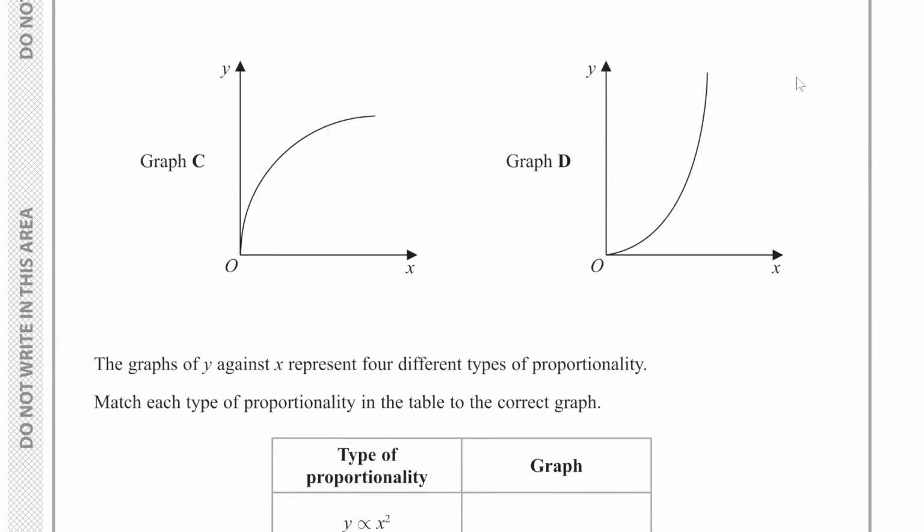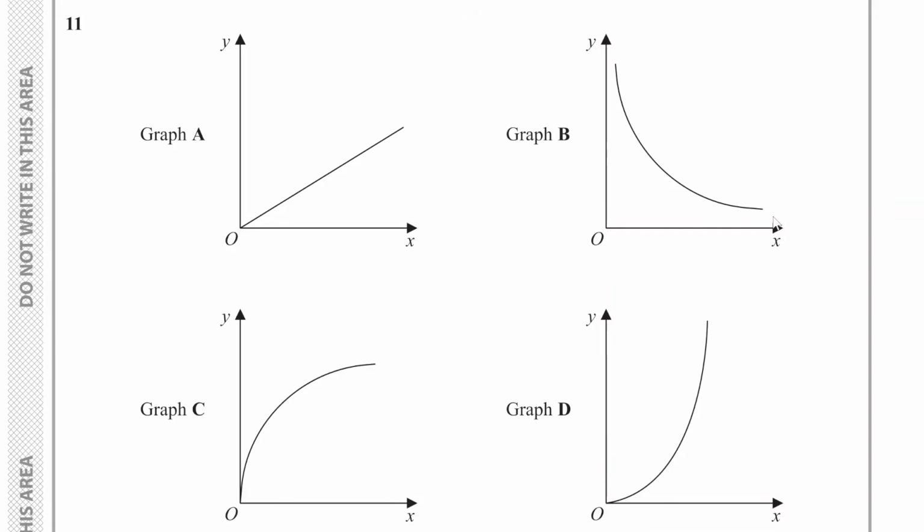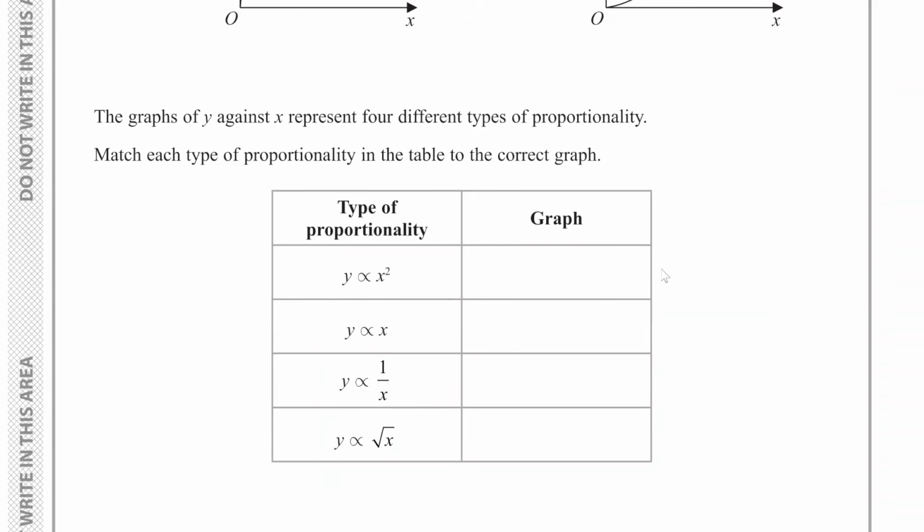Question 11, we've got some graphs. And the graphs of y against x represent 4 different types of proportionality. Match each type, in the table, with the correct graph. So we can see A is a straight line graph. That's y equals kx. Y is proportional to x. It's a straight line graph.